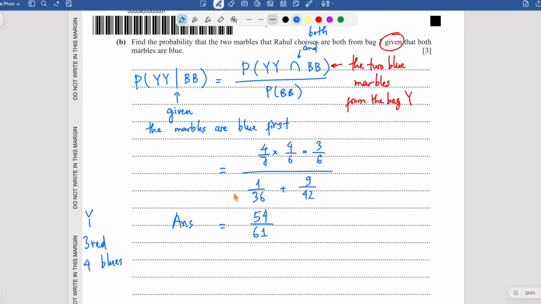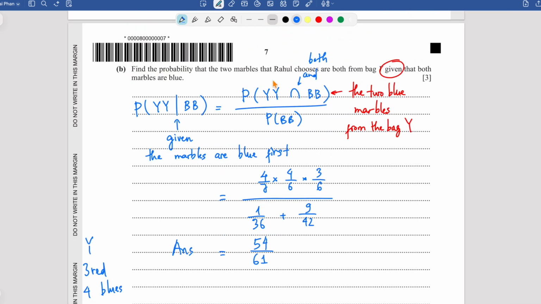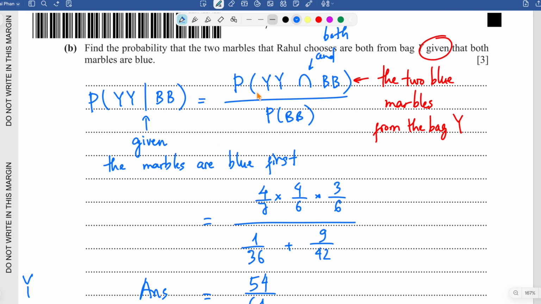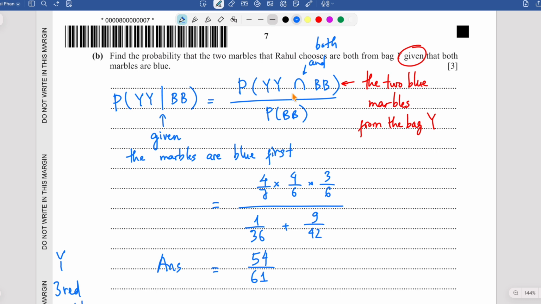So this is the instruction on how to deal with conditional probability, and you need to try to remember this formula. I'll send a photo of that formula to your WhatsApp.